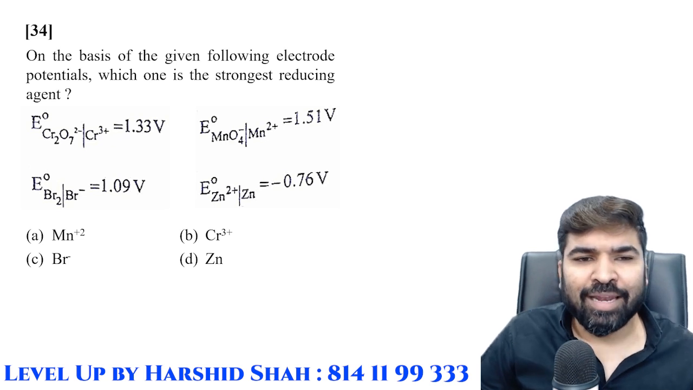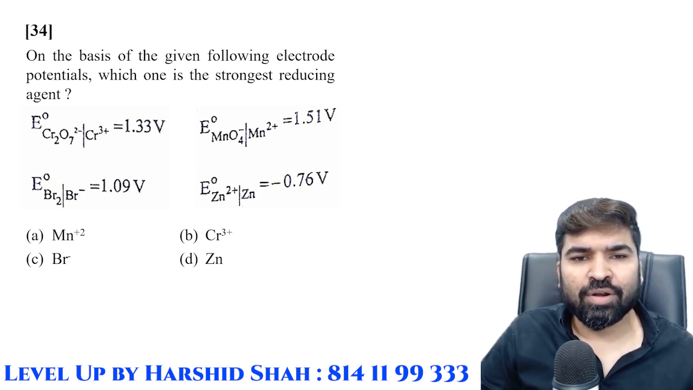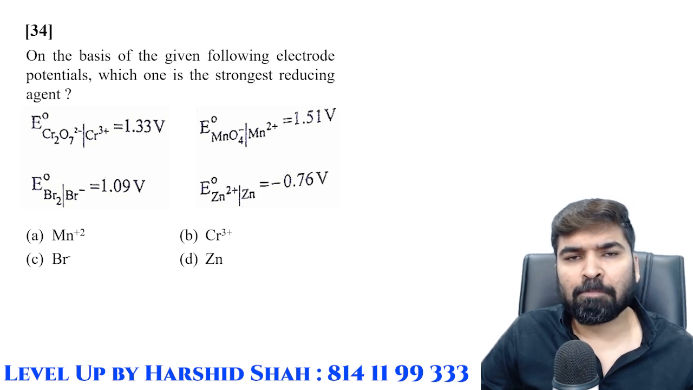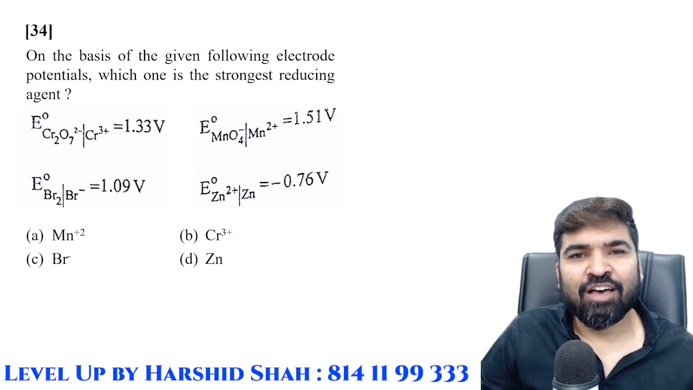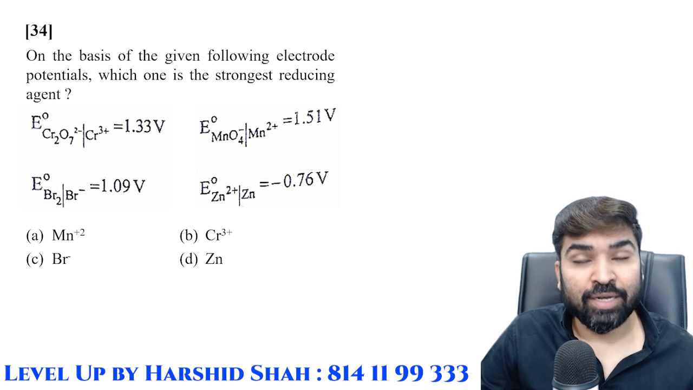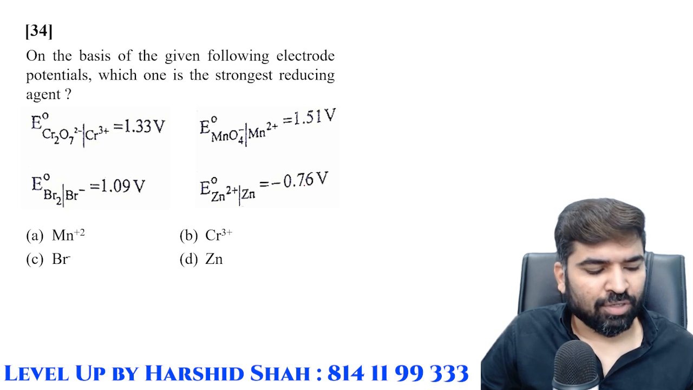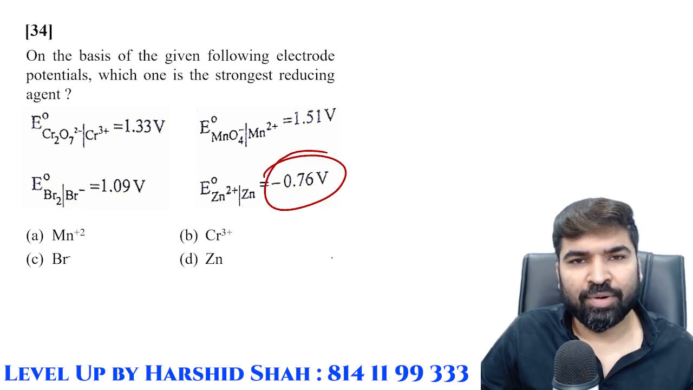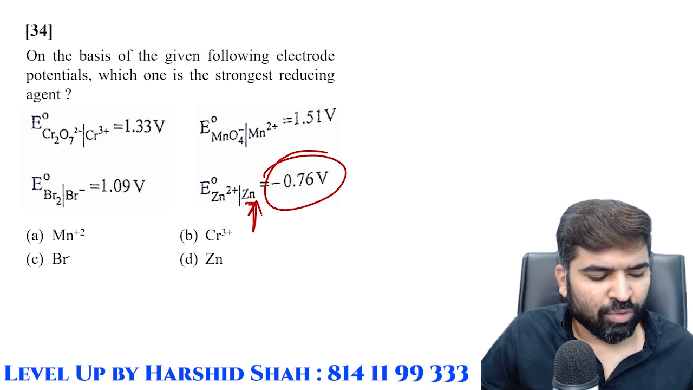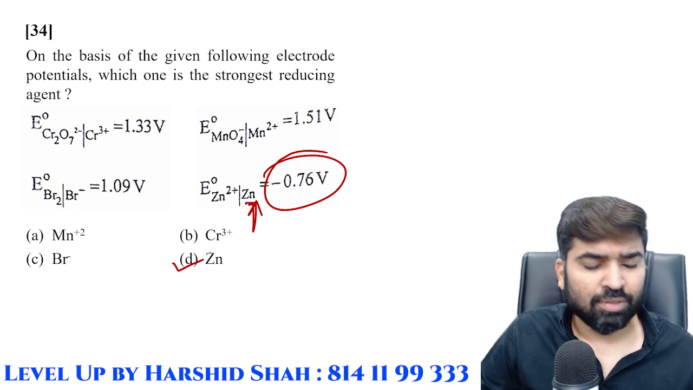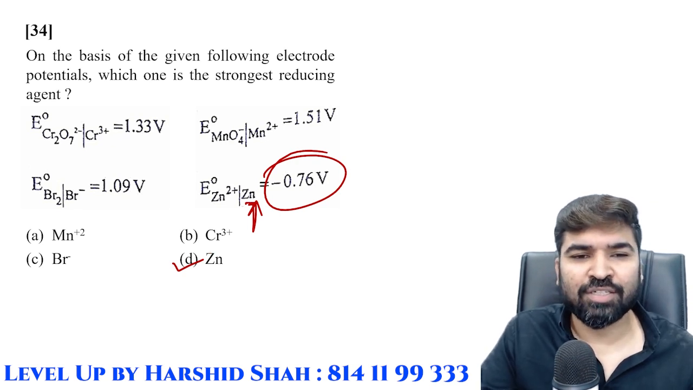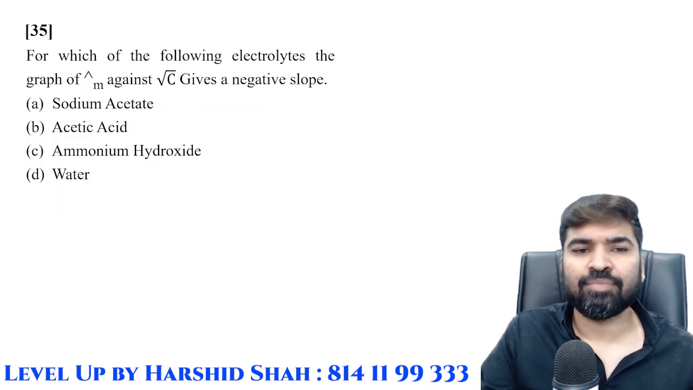On the basis of the given electrode potential, which one of the following is the strongest reducing agent? Okay, so what are the values given? They have given you reduction potentials. Find out the oxidation potential so that we can get the strongest reducing agent. So the oxidation potential maximum is going to be with this plus 0.76. So zinc is going to have the maximum reducing agent characteristics. Option D will be your answer. Otherwise, all others will be negative.